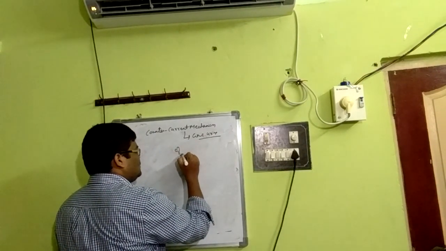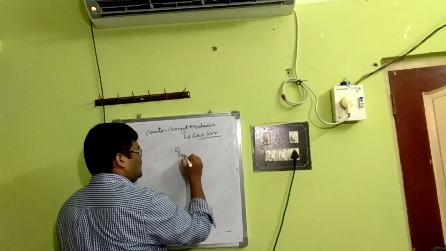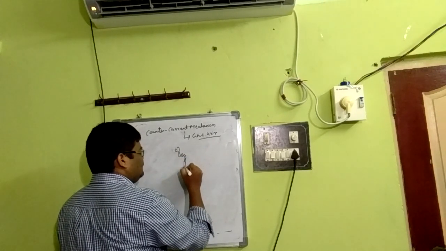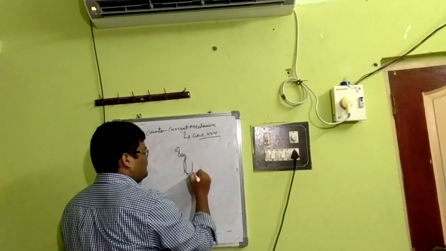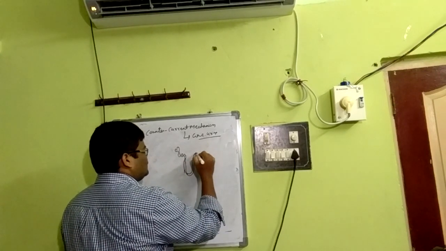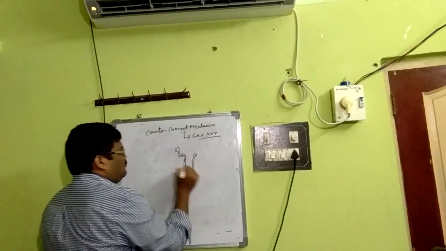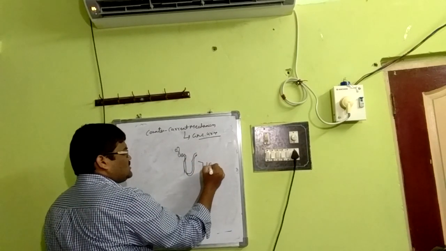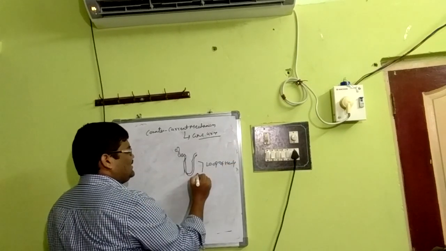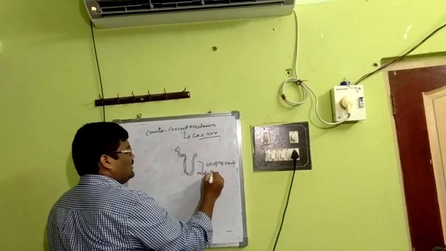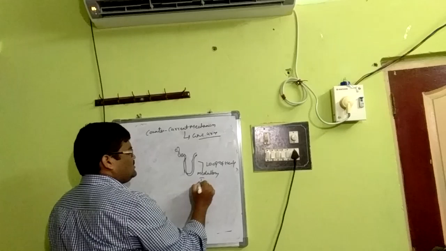This is Bowman's capsule. This is PCT. Then the descending limb, then the ascending limb. Okay, just focus on the loop of Henle. This is called loop of Henle, and this is medullary interstitium.